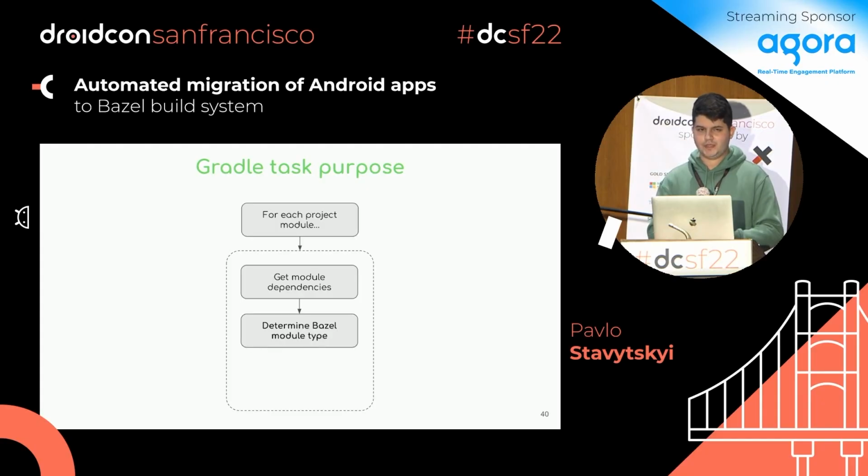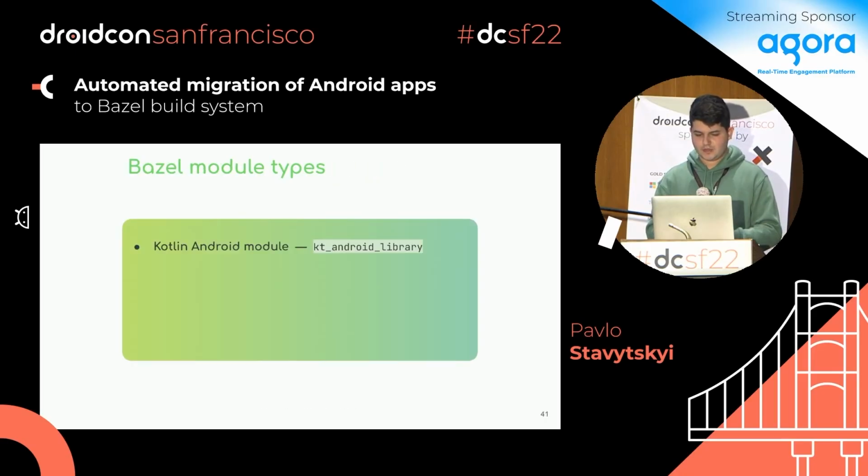Next, we need to determine which type of module it is. What do I mean by this? We just saw the example Bazel script, in Starlark language, where we are using the KT Android library build rule to build the code. However, even though our project most likely consists of hundreds or thousands of modules, logically they can be split into some small group of categories.